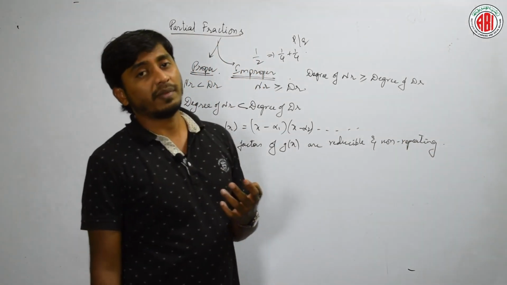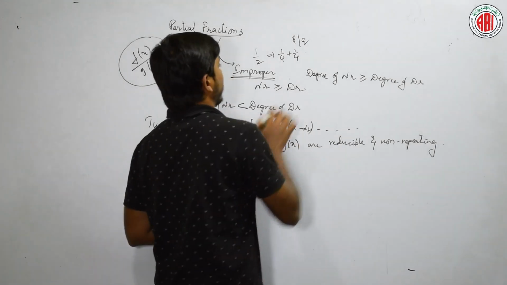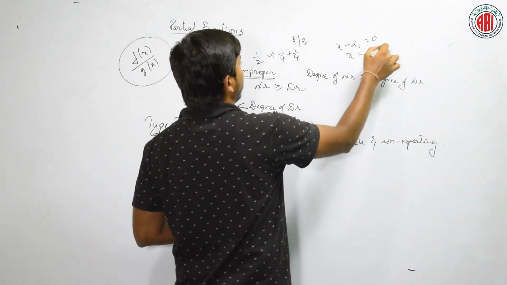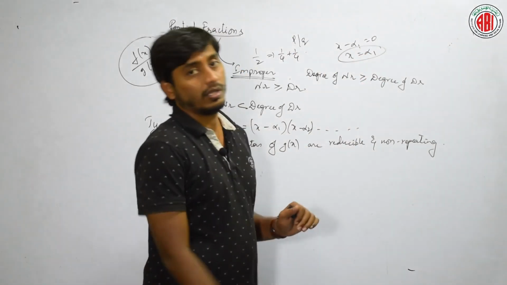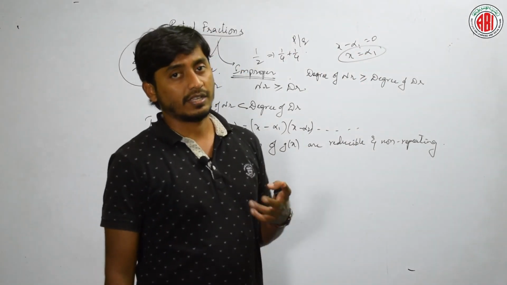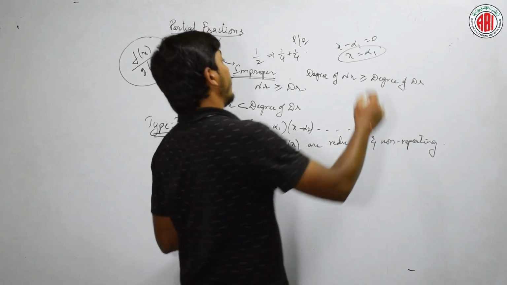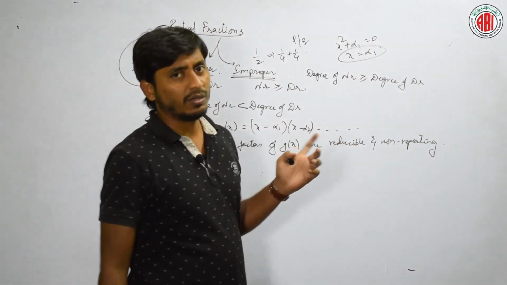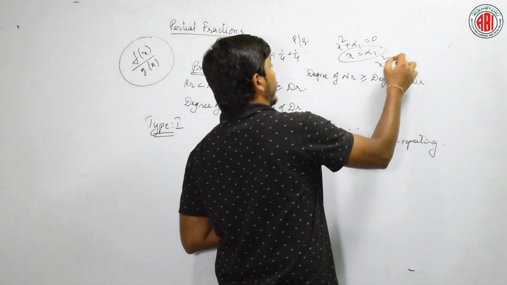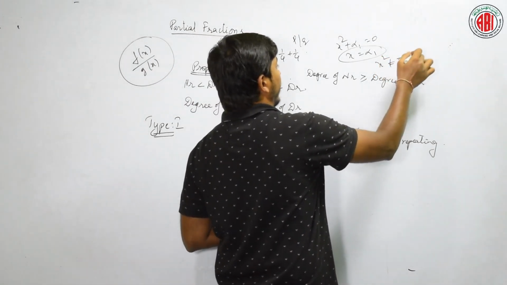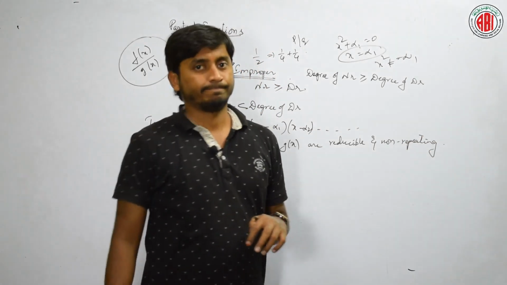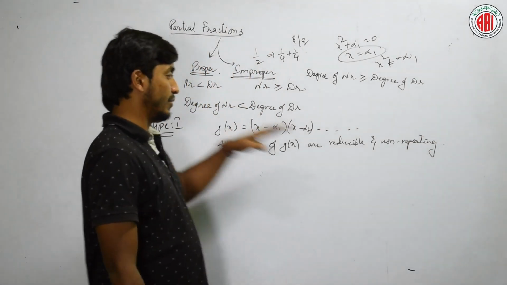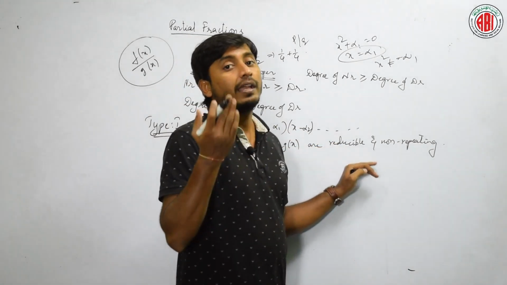What do you mean by the term reducible? Let us say x minus alpha 1 is one factor. If I equate it to 0, I will get x equals alpha 1. Yes or no? What if it is in the form of x square plus alpha? Can I get a real value? No, right? Why? x square can never be equal to minus alpha 1. So all the factors of the denominator should be reducible and should not be repeating.